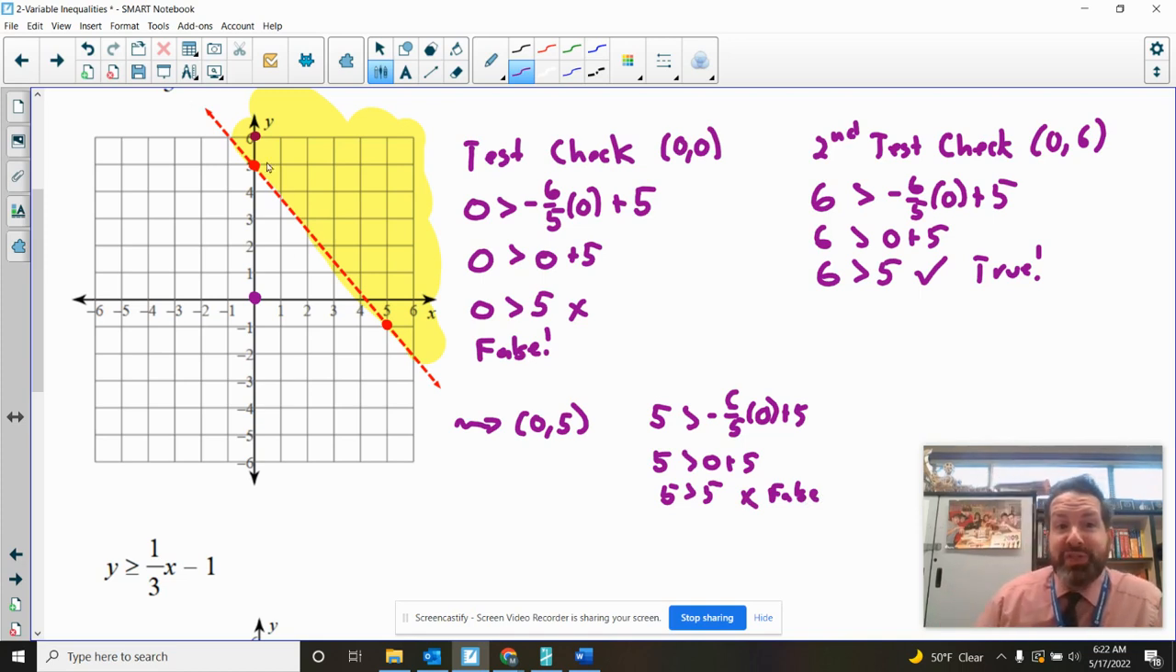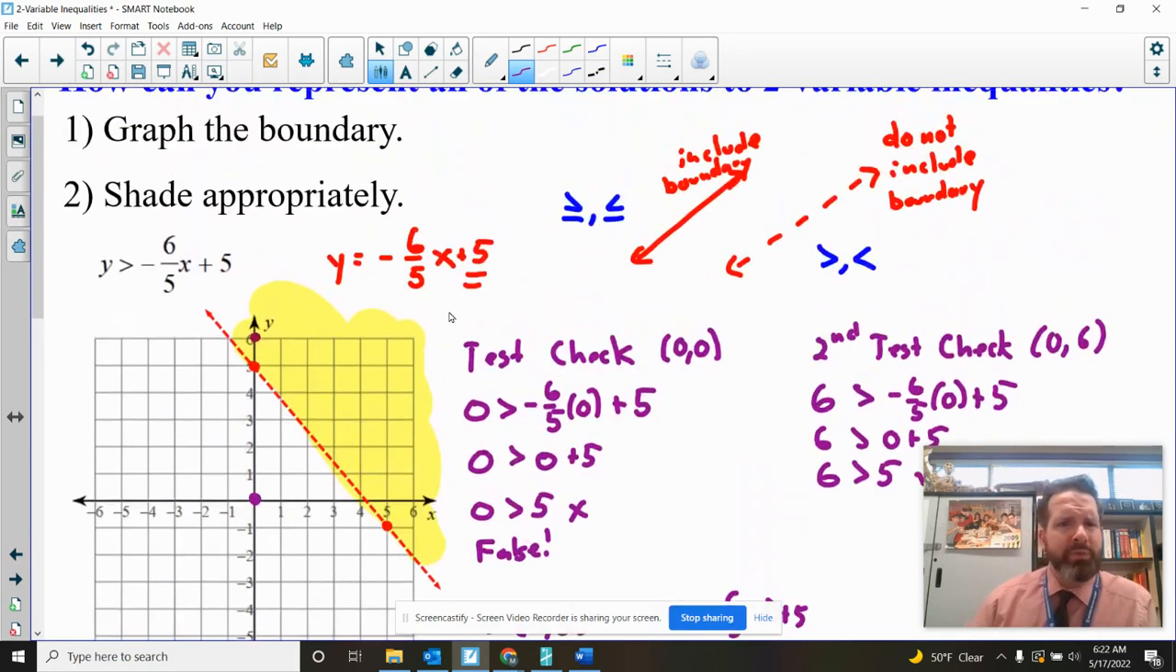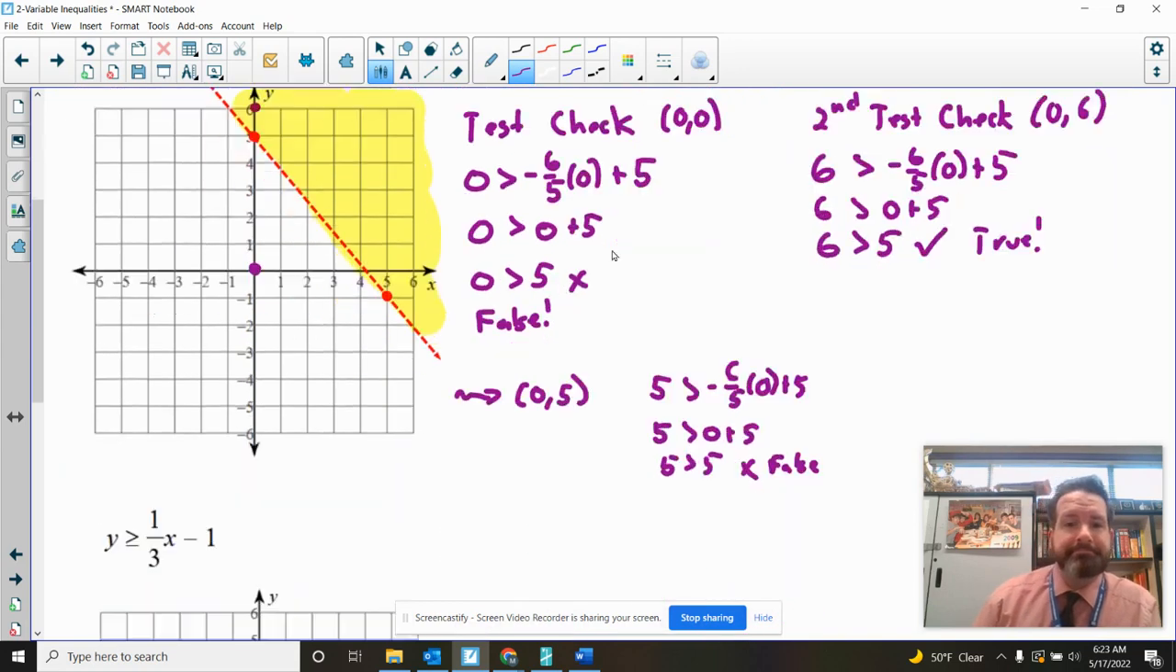That's why we dash the boundary to show that, hey, if you're on this line, man, you're very close to being true, but you're not there yet. So dash the boundary means don't include the points that are on that line. Okay, recap. Graph your boundary. Pretend it's an equation. This was just greater than, so we wanted a dashed boundary line. And then pick a couple test checks to see which side you should shade on.